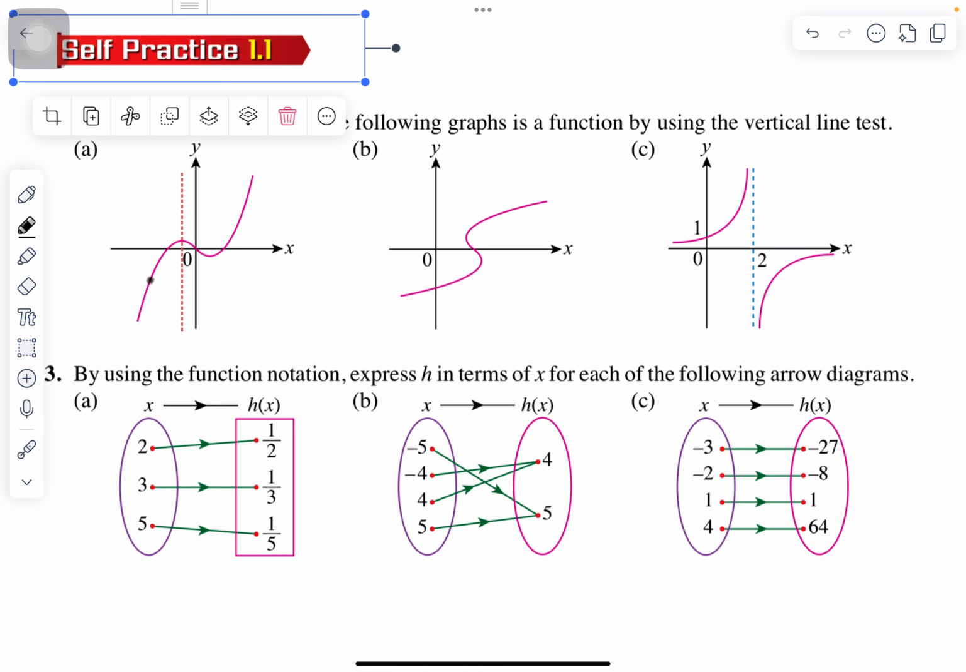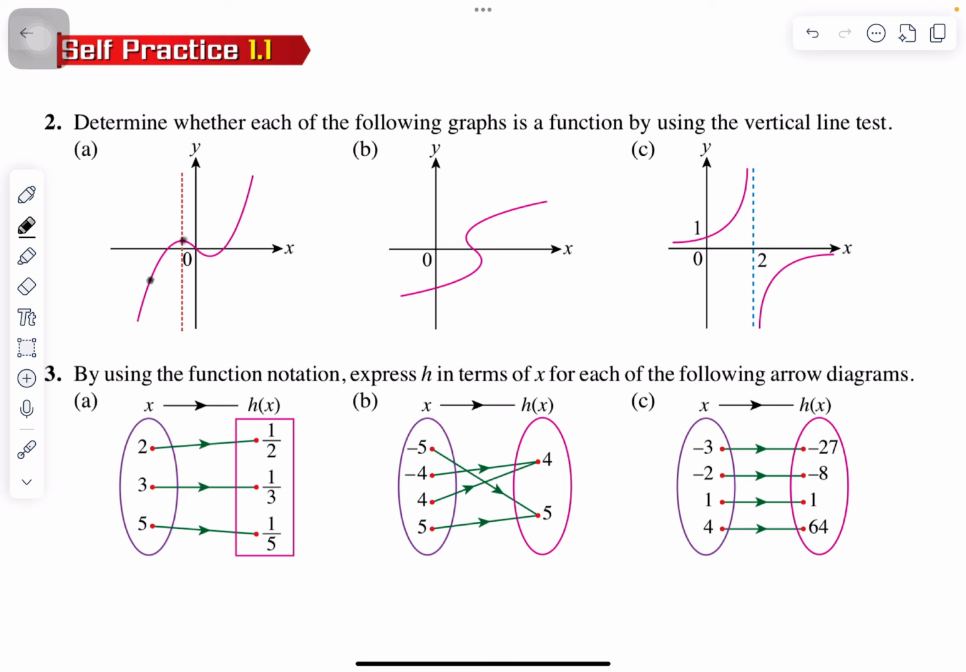Okay. 1 point here. If we move across this graph, it only intersects at 1 point. So if it only intersects at 1 point, that means this is a function. Okay, this is a function.